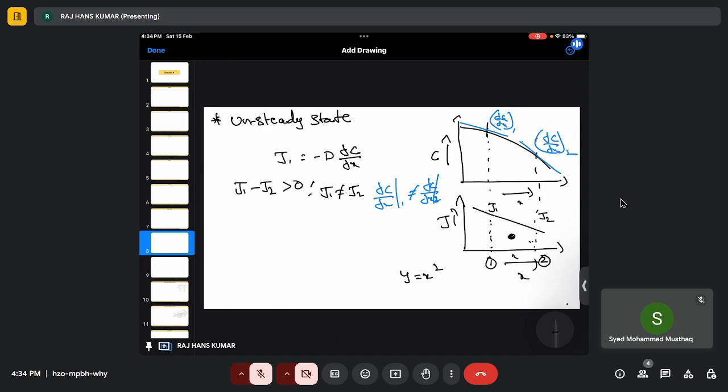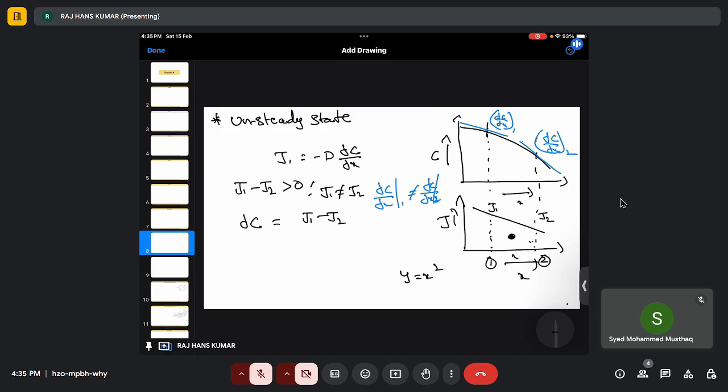So some amount of atoms are getting accumulated. That means the net concentration, dou C, that's been accumulated will equal J1 minus J2. It's just conservation of mass, right? Some amount is getting accumulated. Now, how much is getting accumulated? That's what we are deriving here.